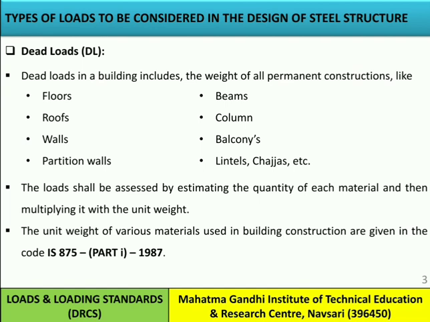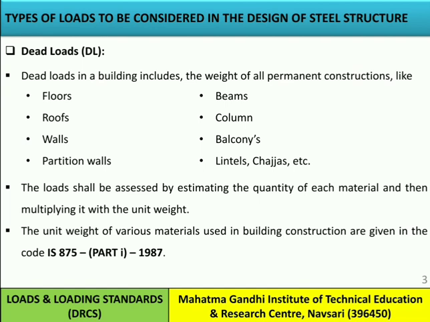Let's start with the first one, that is dead load. Now dead load in a building includes the weight of all the permanent constructions like floors, roofs, walls, partition walls, beams, columns, balconies, lintels, chhajjas, etc. Means these are the structures which cannot move from their position. They are steady at their positions permanently.